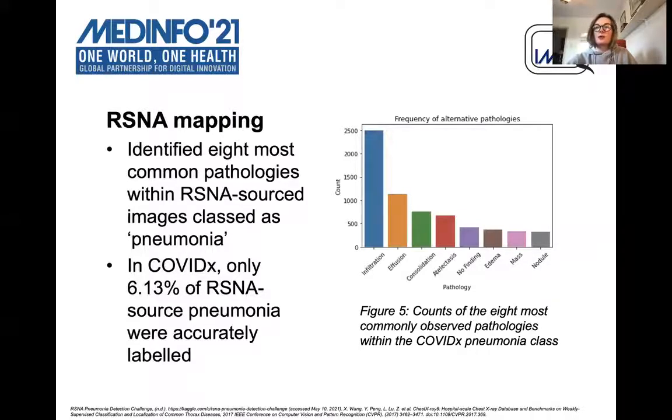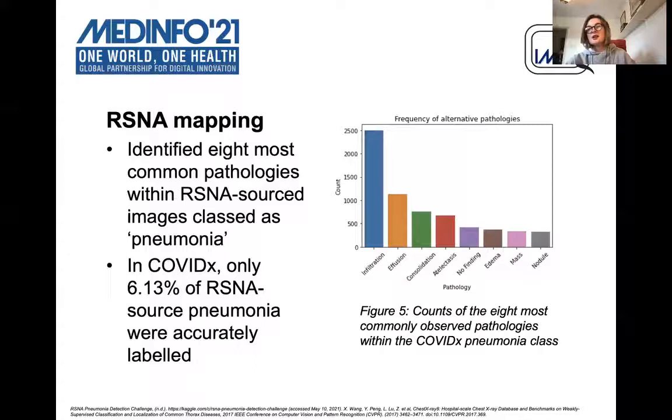And from here, we're able to identify the proportions of misaligned labels in the pneumonia class of COVID-X. So we found that of the 4,305 pneumonia cases sourced from the RSNA pneumonia challenge dataset, only 264 were originally labeled as pneumonia, meaning only 6.13% of RSNA pneumonia were accurately labeled within the COVID-X data.